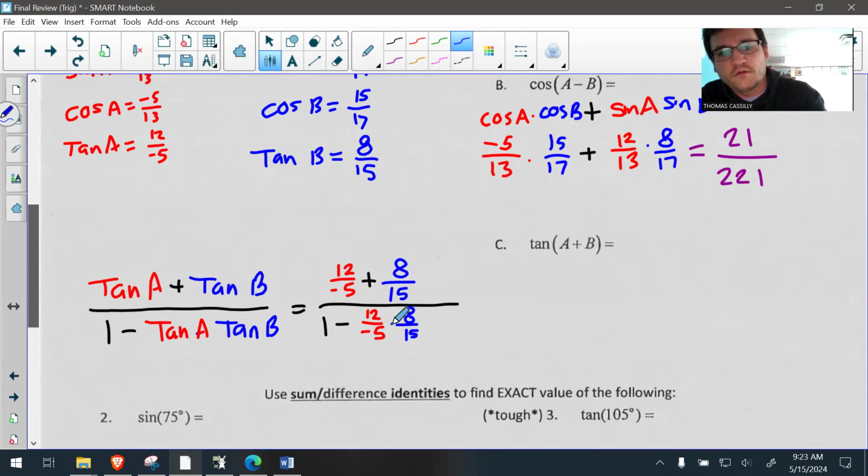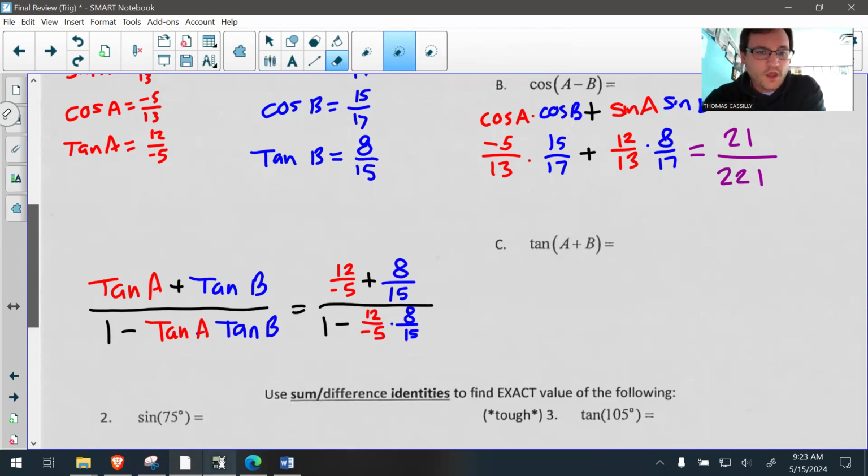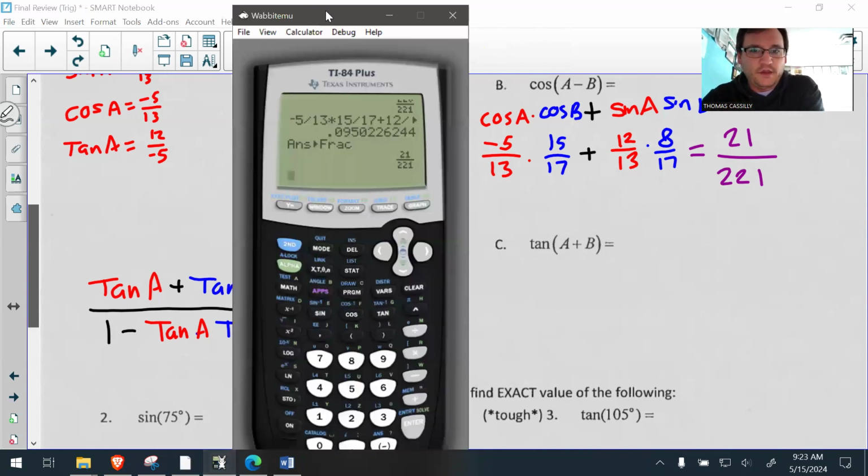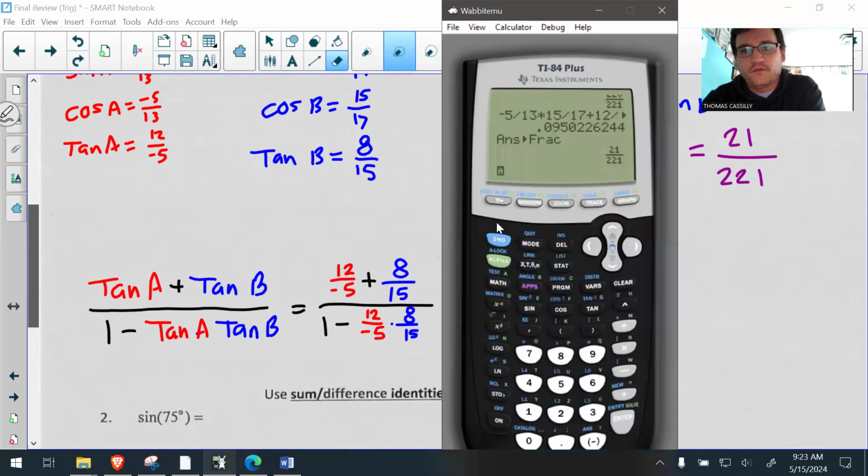Those two things are being multiplied together. So plugging all of that in, let's see what we get. I am going to make a fraction here. So alpha y equals, all right, so on the top, we're going to have 12 divided by 5, and then plus 8 divided by 15. All right, so there's your top.